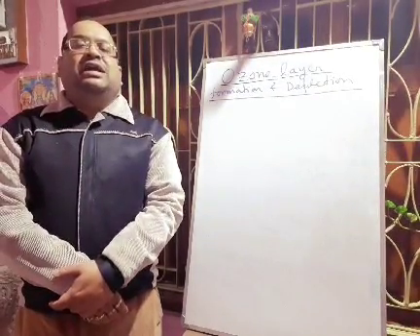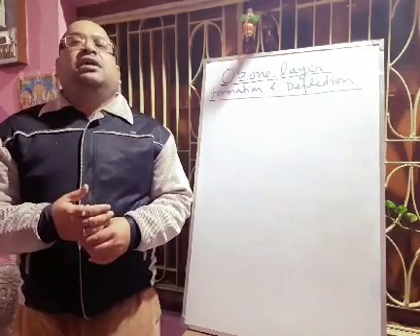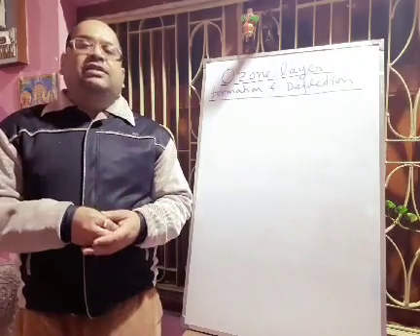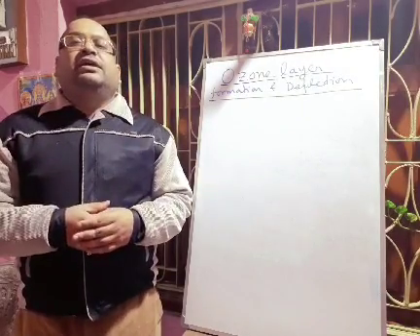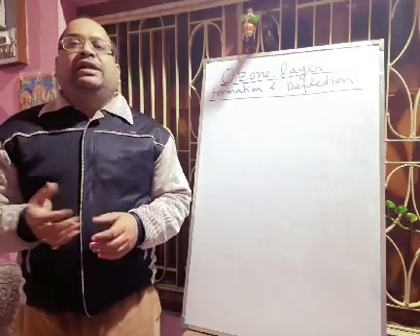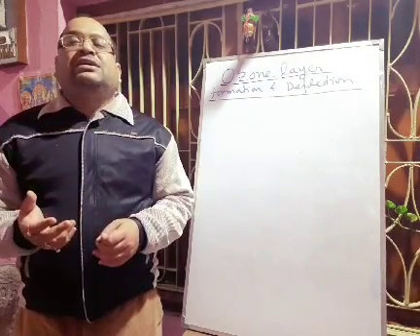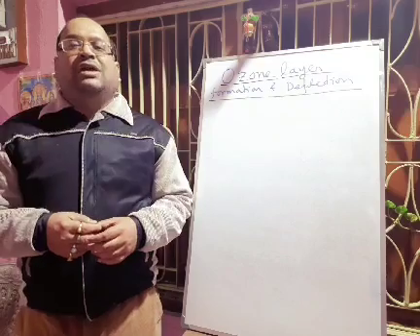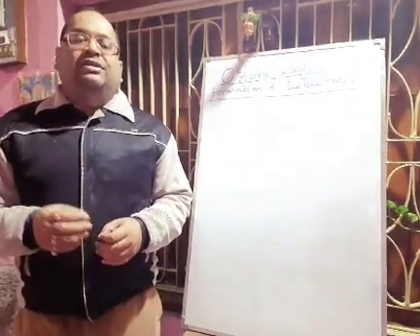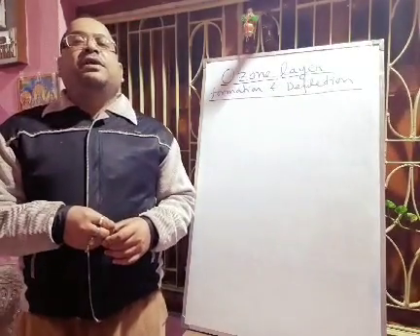O3 gas, that means ozone gas, is formed by the action of ultraviolet light of the sun on oxygen. That means when oxygen absorbs that ultraviolet ray, then it can produce ozone. The ozone layer absorbs ultraviolet radiation from the sun. It acts as a shield to protect living organisms on the earth, and it saves us from the harmful effect of UV radiations.